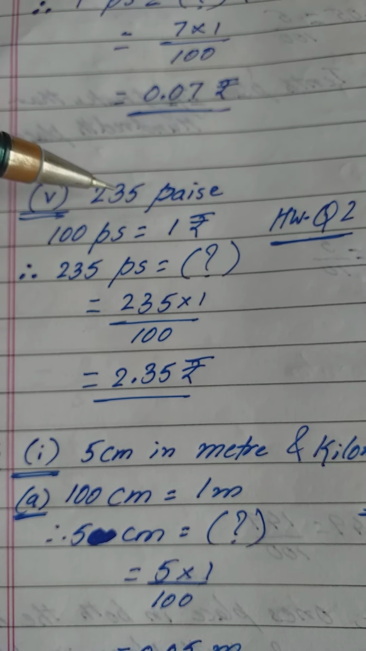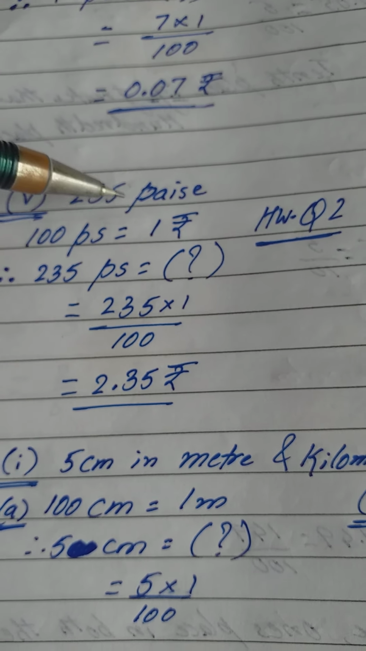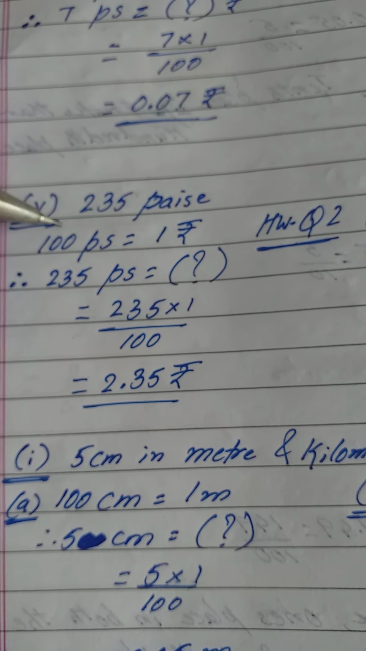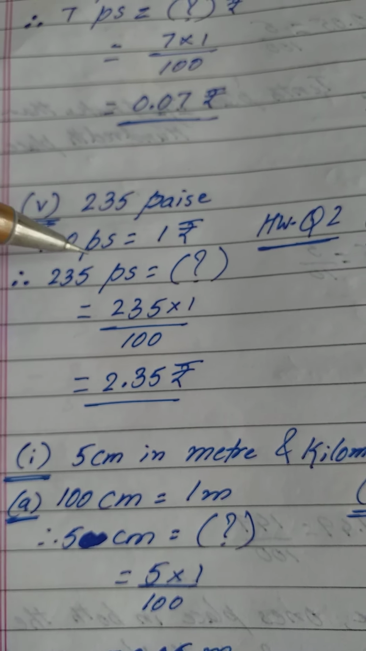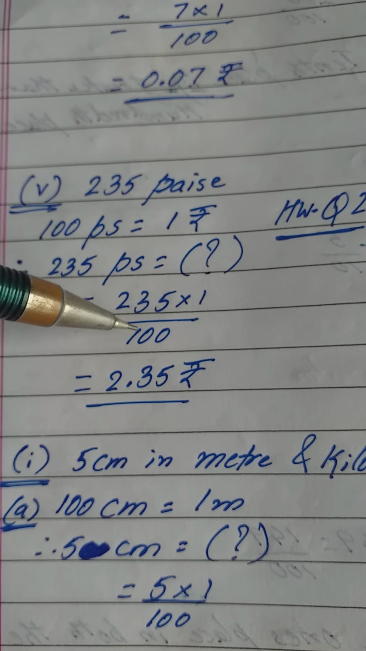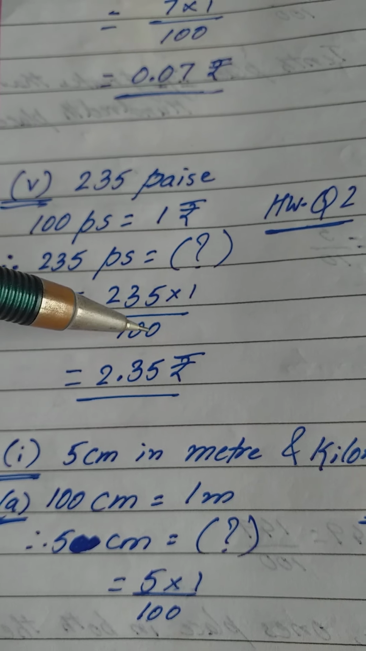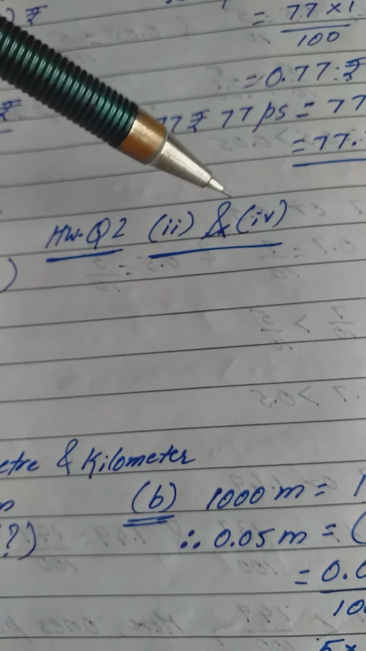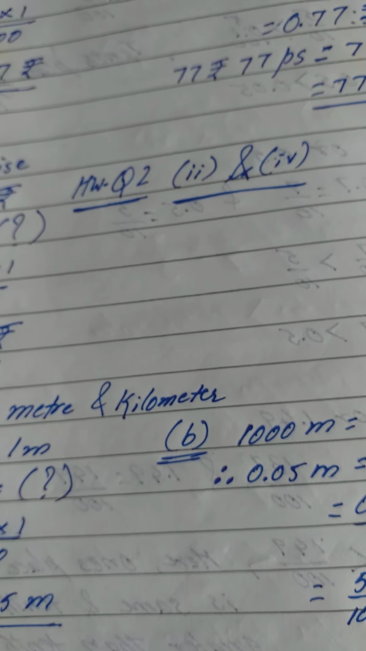Question number 5. 235 paise. Again we have to convert this into rupees. That is 100 paisa is equal to 1 rupee. Therefore 235 paisa is equal to, we have to do cross multiplication. 235 multiplied by 1 divided by 100. That is 2.35 rupees. Question number 2, sum number 2 and 4 will be your homework.